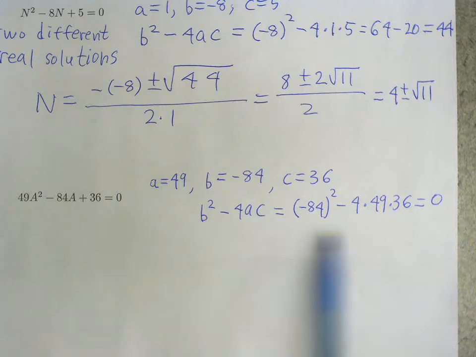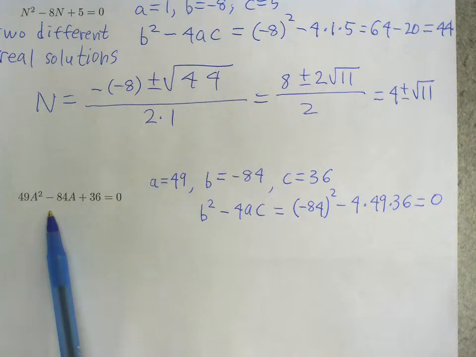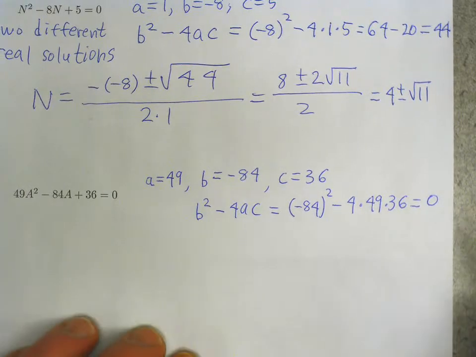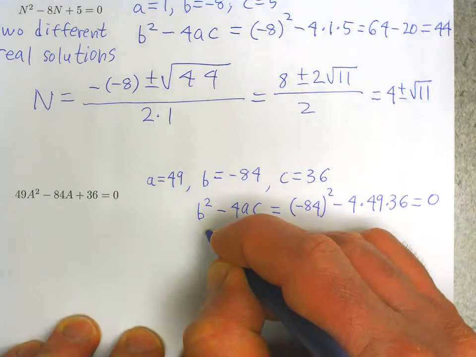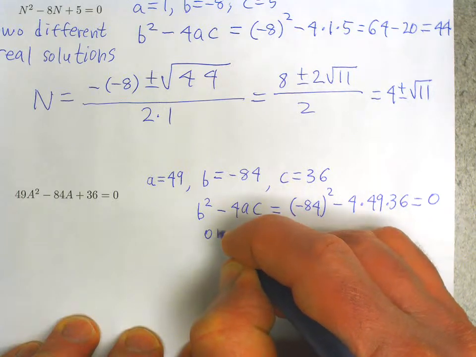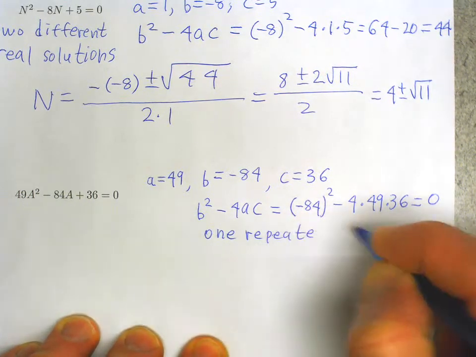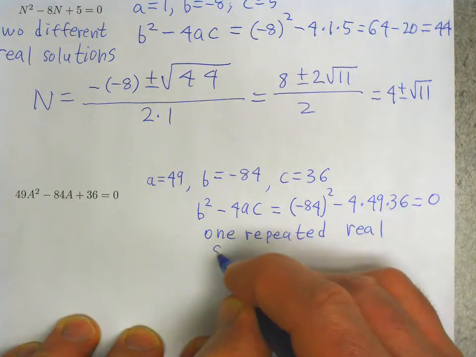Okay, so if the discriminant is 0, that means there's one repeated solution. And the solution is a real number. So one repeated real solution is what we get.